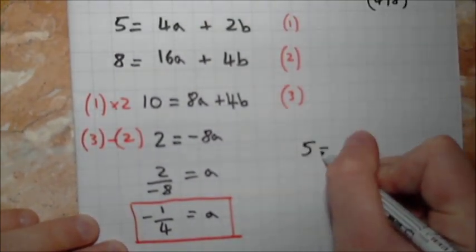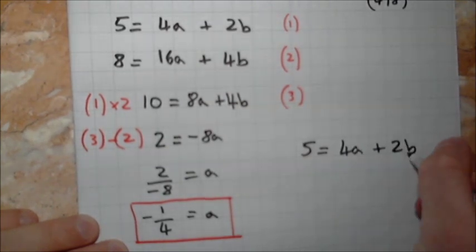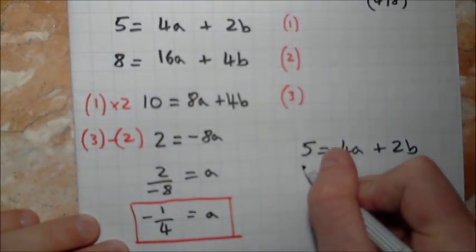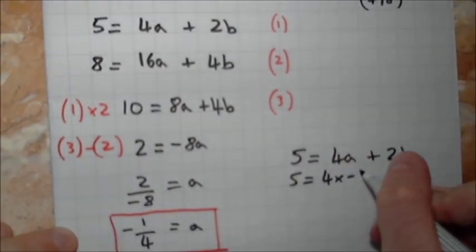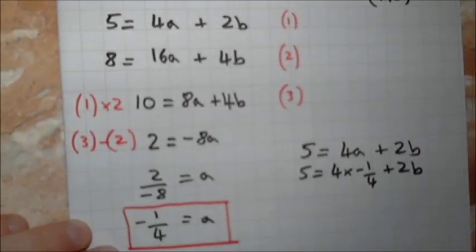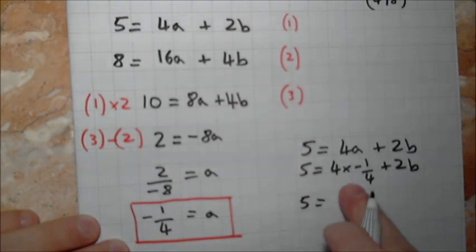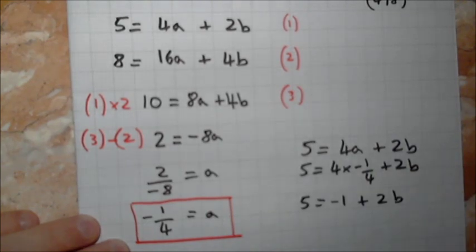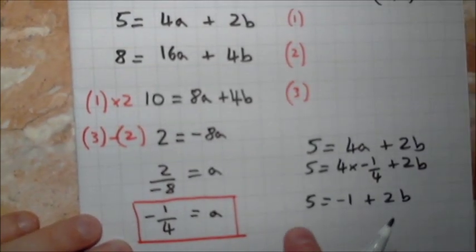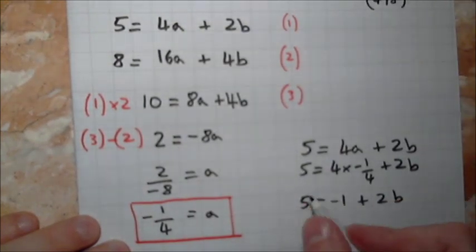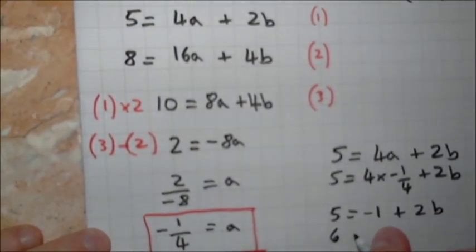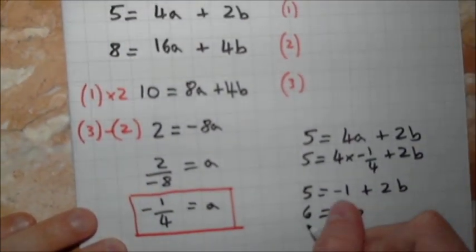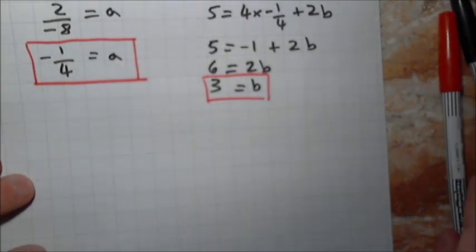So 5 equals 4a plus 2b. So this time, instead of writing an a, I write minus a quarter. So 5 equals 4 times minus a quarter plus 2b. So let's simplify it slightly. 5 equals 4 times minus a quarter. Tricky. The answer is minus 1 plus 2b. Now at this stage, to get rid of that minus 1, I need to add a 1 to both sides. So therefore, it's going to be 5 add 1 is 6 equals 2b. Therefore, b equals 3.